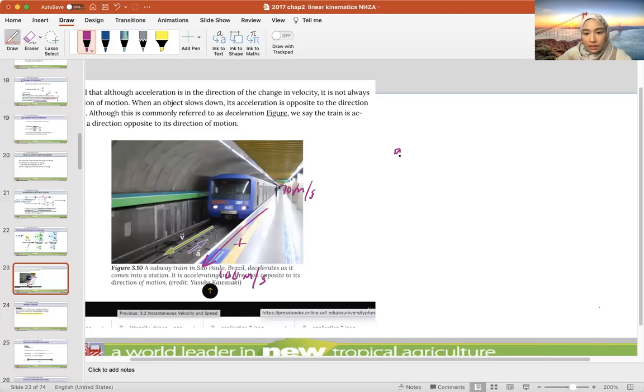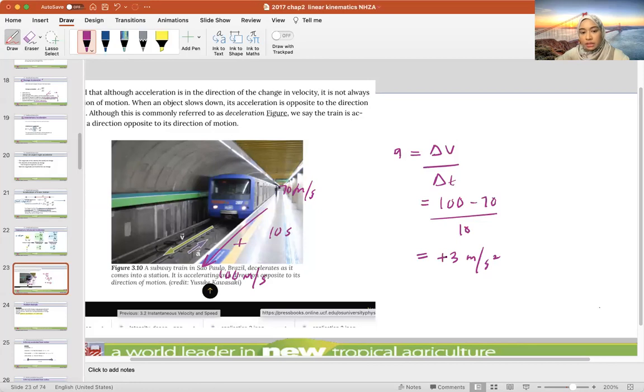So what is my acceleration? How do I write this equation? And the duration of time is 10 seconds. What should I write here? Should be easy now. 100 minus 70 divide over 10. And you get 30 over 10, which is 3 meter per second squared. So the sign here is positive, which means that the speed keeps on increasing.